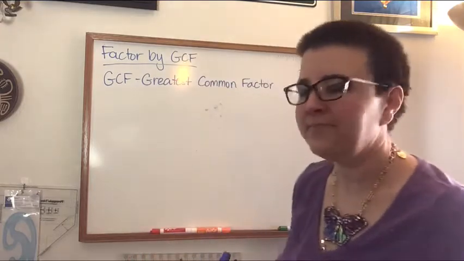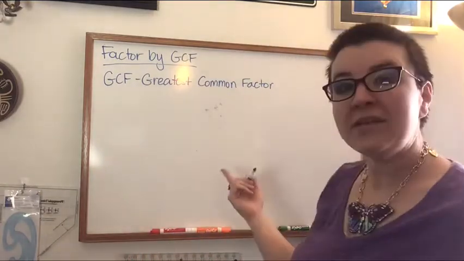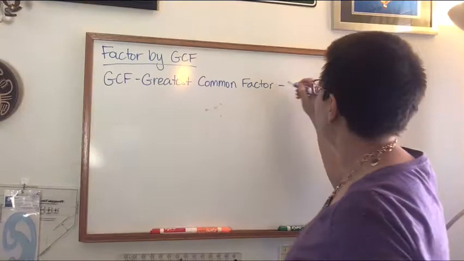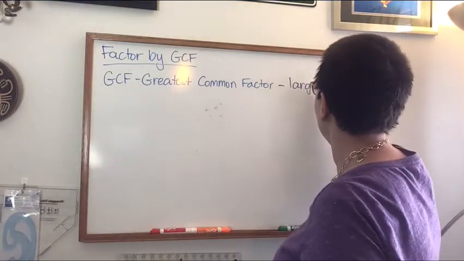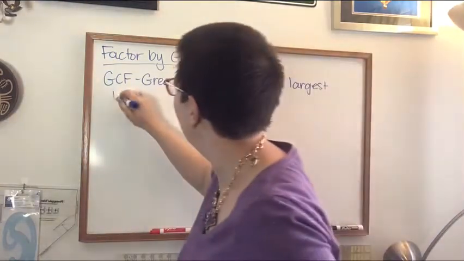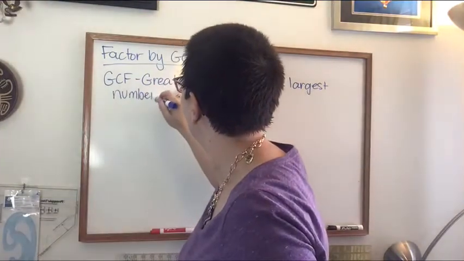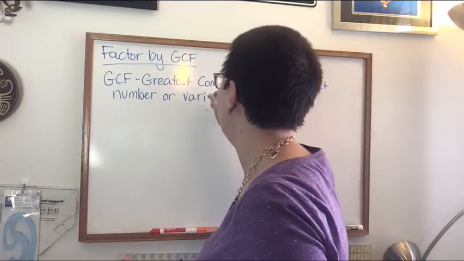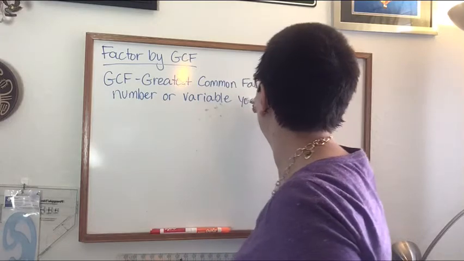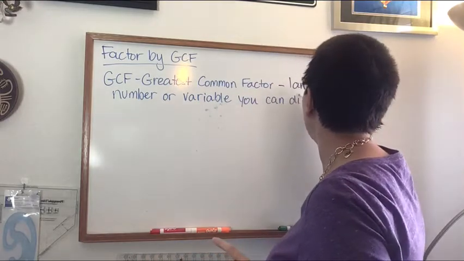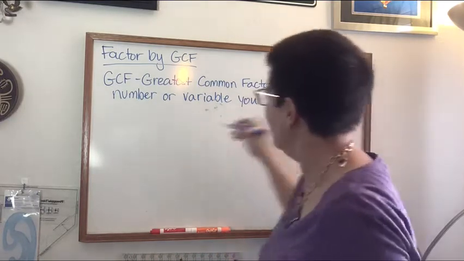Sorry, Kindle. All right. Greatest common factor. So what it is, it's the largest number or variable or both you can divide terms by.